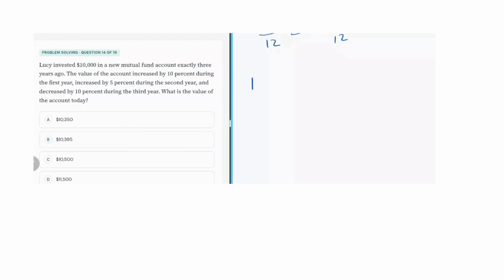If you say 10,000 times 1.1, 1.1 means 10% increase, times 1.05, which means 5% increase, then times 0.9, because it's 10% decrease. Work it out with calculator. 10,000 times 1.1 times 1.05 times 0.9.